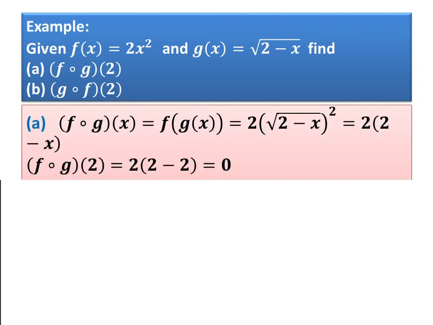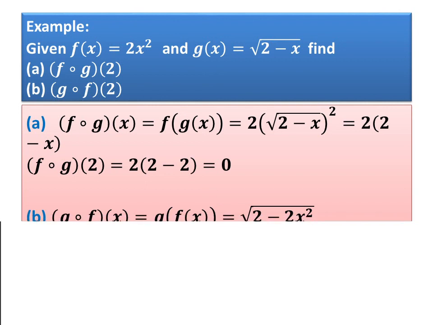The function f takes the element to its square and then it multiplies it by 2. So the function f will take g to the square, g squared, and then it will multiply it by 2. So f of g of x is equal to square root of 2 minus x all squared multiplied by 2. This is simply 2 times, open bracket, 2 minus x. Now, when I substitute for x equals 2, we find f circle g of 2. This is equal to 0.